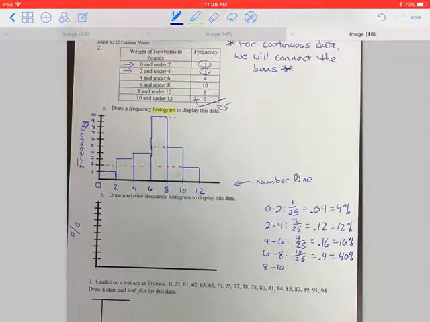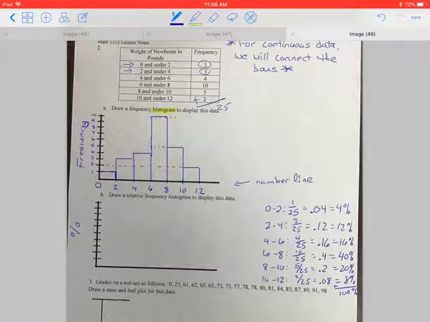All right, last two categories, 8 to 10, I get 5 out of 25. That comes out 0.2 or 20%. And then finally, 10 to under 12, 2 out of 25. That comes out 0.08 or 8%. Now, if you did this properly, all your percents should add up to be 100.